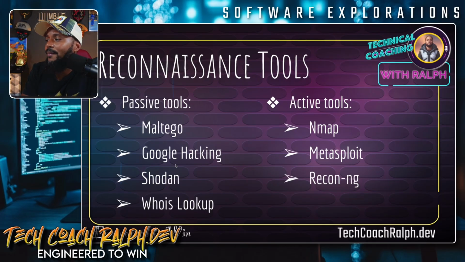I don't know much about many of these tools, but for passive reconnaissance, we have Maltego, we have Google Hacking, we have Shodan, and we have Whois Lookup. I know Whois Lookup. I'm not familiar with Google Hacking. I'm not familiar with Maltego. I'm not familiar with Shodan. But guess what that means? That just means that we have to explore it on upcoming live streams, and that's what we're going to do. And then we also have the active tools like Nmap.